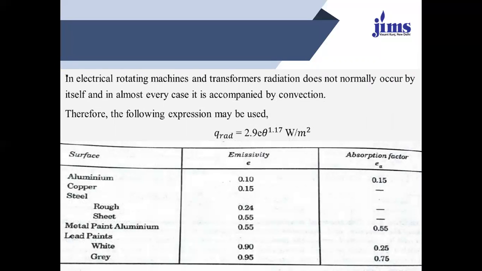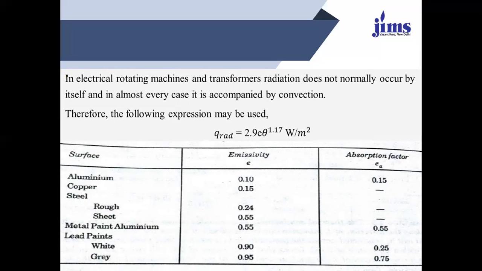In electrical rotating machines and transformers, radiation does not normally occur by itself, and in almost every case it is accompanied by convection. Therefore, the following expression may be used: q rad equals 2.9 e times theta raised to the power 1.17 watt per meter square.